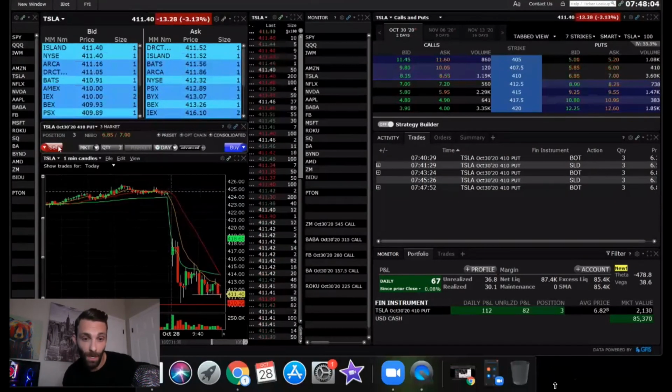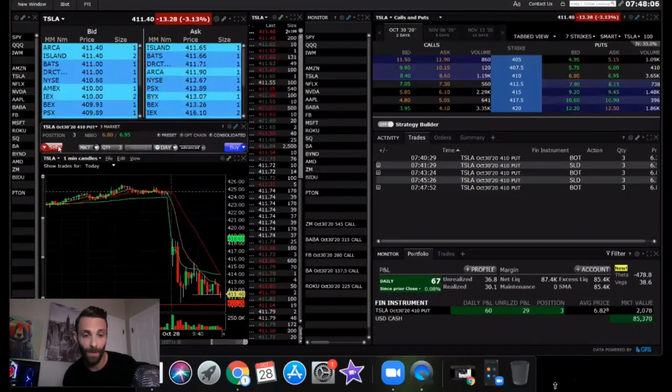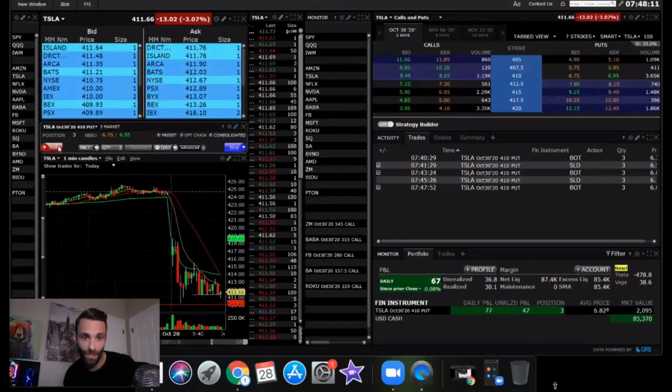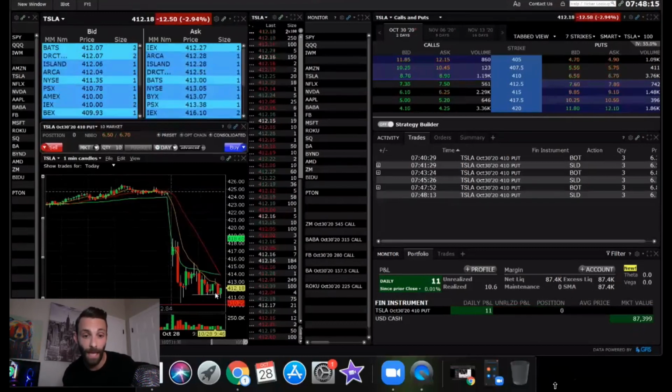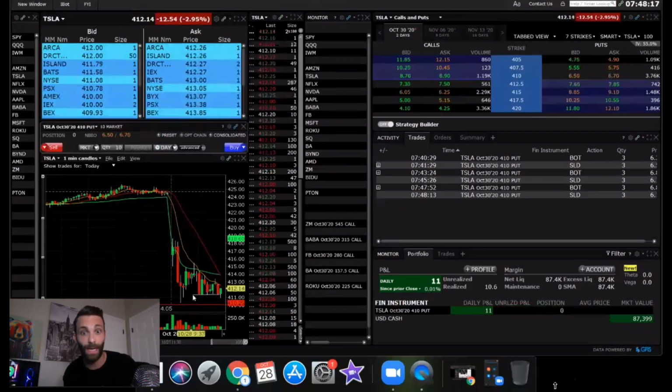And it just broke underneath it and then popped back above it. I noticed Tesla can do this a lot. It can break a key level, trap shorts, and then reclaim, and then spike higher. So what did I do? That did not go as fast as I wanted it to, so I got out again.